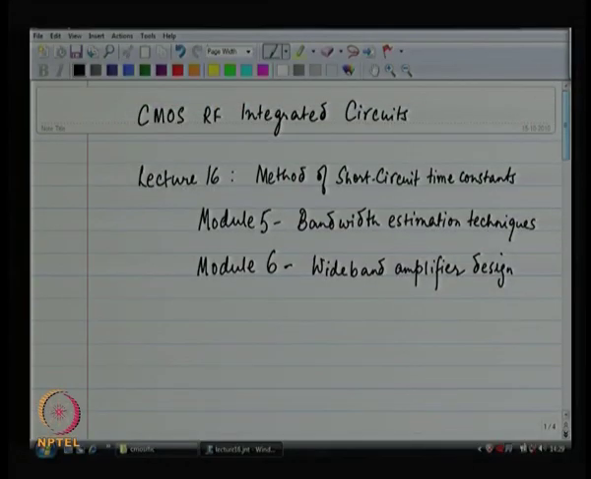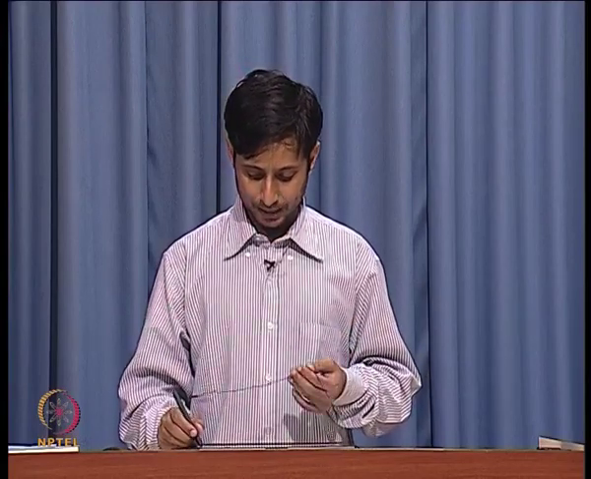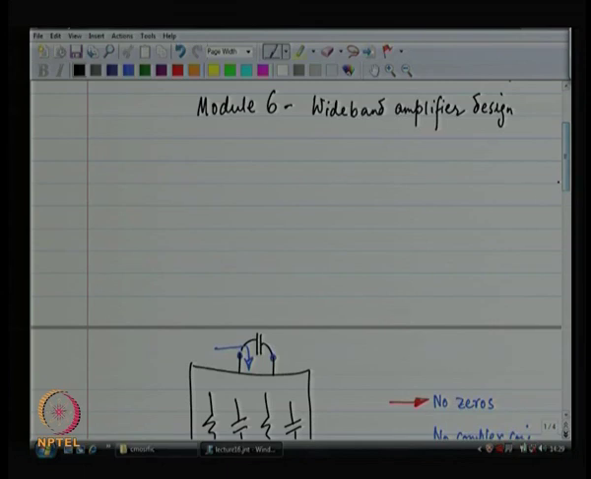Okay. So, with this I am going to close the topic of open and short circuit time constants and bandwidth estimation. We have done enough. We know how to work with a circuit. Given a circuit, we can quickly compute and estimate its 3 dB frequency, both the upper cutoff frequency and the lower cutoff frequency. Next, we are going to move on to the next module, that is wideband amplifier design.